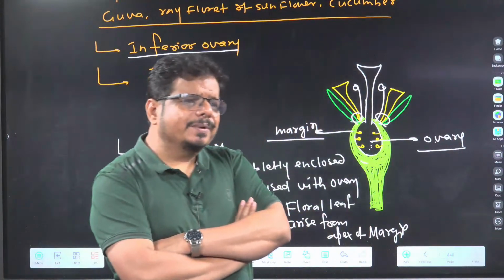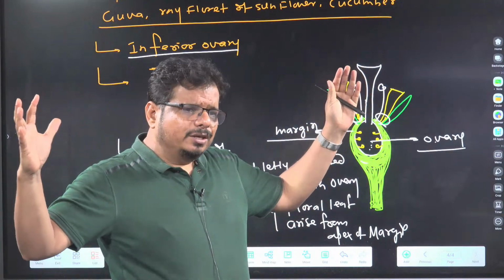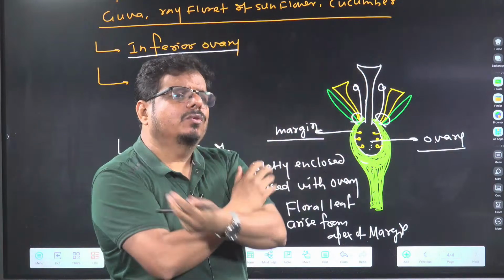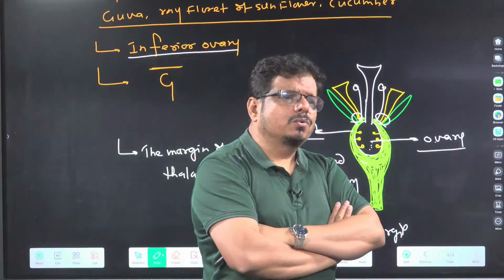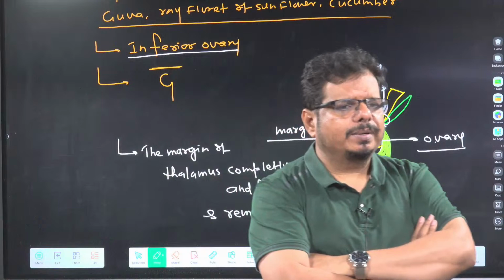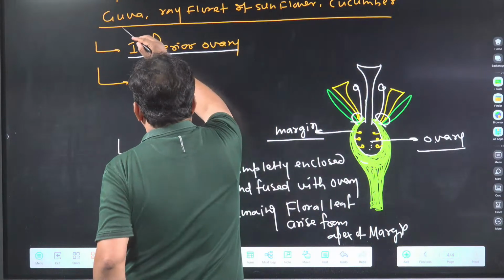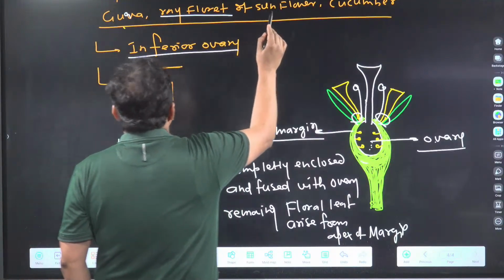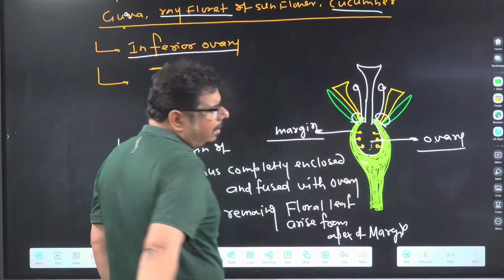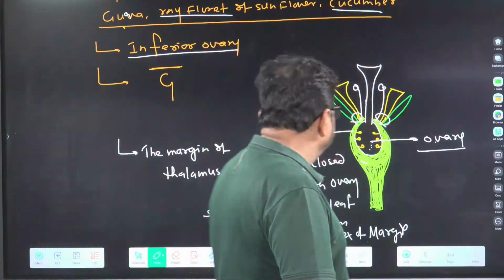So what is the basic difference between perigynous and epigynous? You will find it is fusing, totally enclosing the ovary. Who is totally enclosing the ovary? The margin of the thalamus, totally enclosing the ovary and fused with the ovary. And examples I already wrote: guava, ray florets of sunflower, and cucumber. Is it clear? Understood?